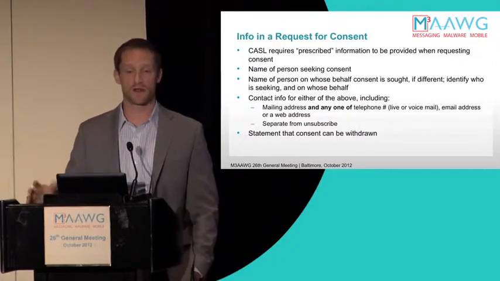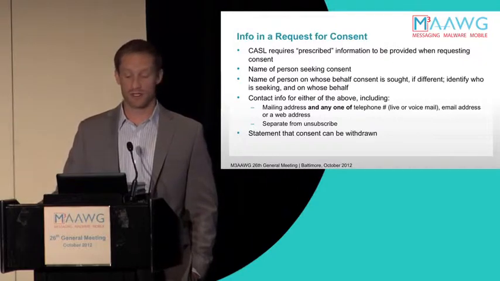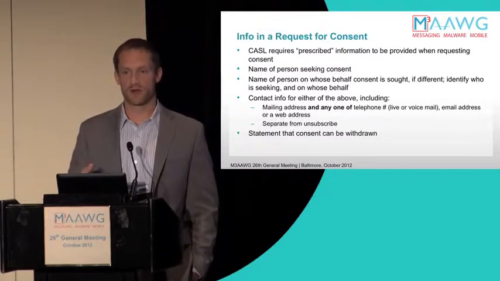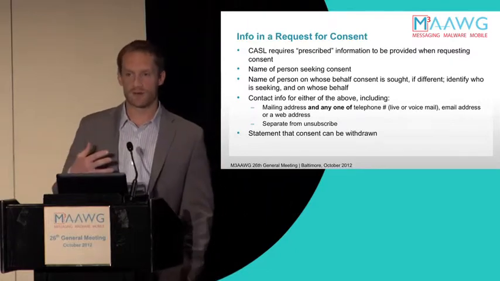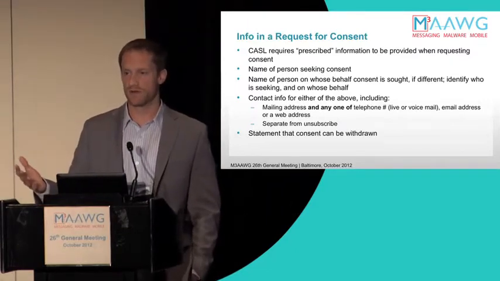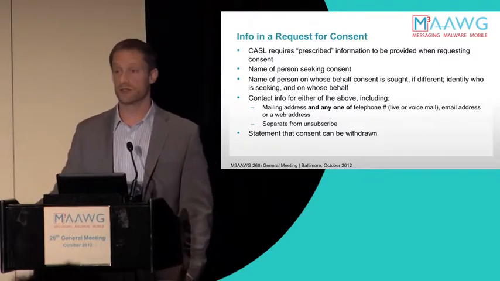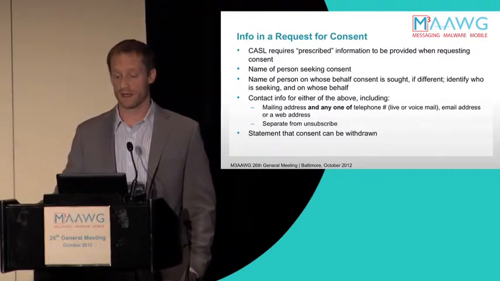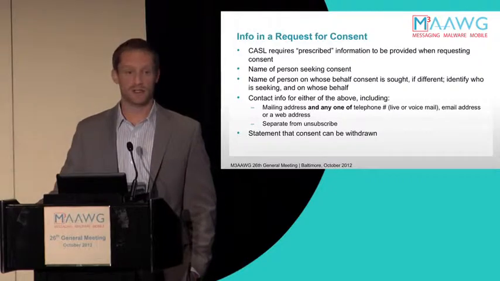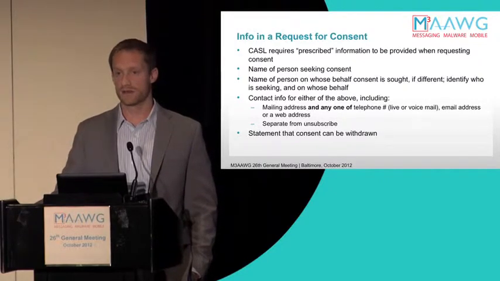Contact information for either one of those persons, which includes a mailing address and any one of a telephone number or an email address or a web address. I say separate from unsubscribe: even though we have to provide this contact information, such as a telephone number, we don't actually have to allow individuals to unsubscribe by using the telephone number. The original draft of regulations would have. And we also need to include a statement that consent can be withdrawn.